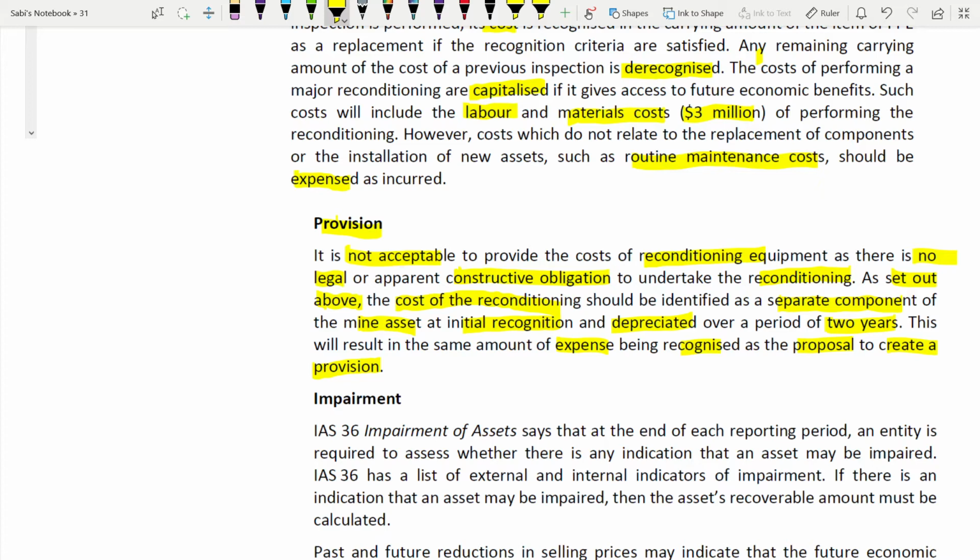Expense will be the same if you are recognizing a provision also, because provision also you'll be recognizing over 2 years. Now here, instead of provision, you are recognizing depreciation as an expense over the 2 years. So in terms of expense, it will be the same over 2 years. The thing is, it should not be provision, it should be capitalized and then you have to depreciate. That's the difference.